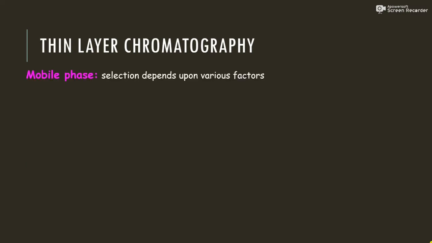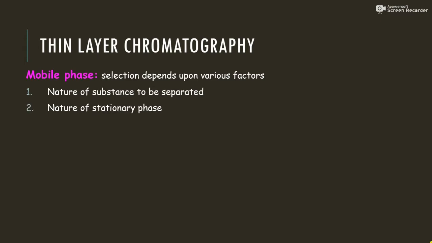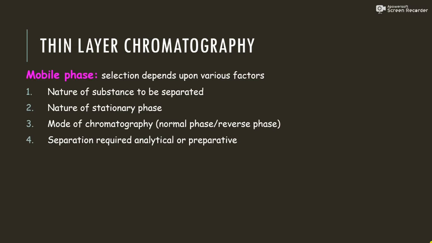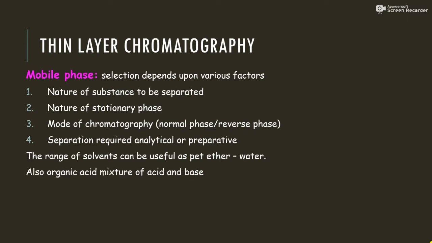Mobile phase selection depends upon various factors. How is the mobile phase selected? Nature of the substance to be separated. What kind of substance is to be separated? Then the nature of the stationary phase. Then mode of chromatography, normal phase or reverse phase. Then the separation required, analytical or preparative. Then the range of solvents that can be useful, such as pet ether, water, pet ether to water. Also organic acid, mixture of acid and base are also used in the mobile phase depending upon the polarity and the sample and the stationary phase.